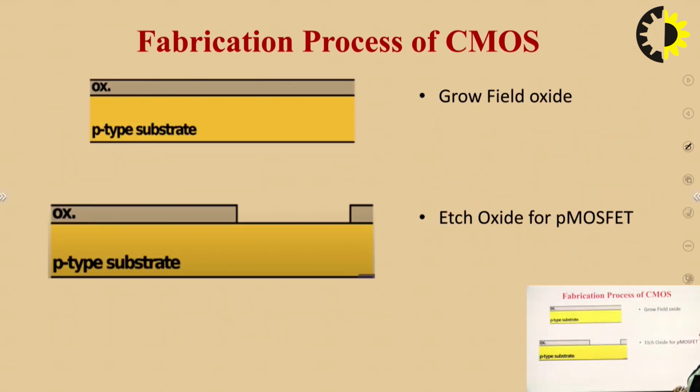Now let us start with the CMOS. The process is the same. The only difference is that in the CMOS we have to create N channel as well as P channel. So we have to incorporate both the N type and the P type device. Let us understand how we are going to do this. Again, starting with the P type substrate and the oxide layer deposition over it. This is known as the field oxide.